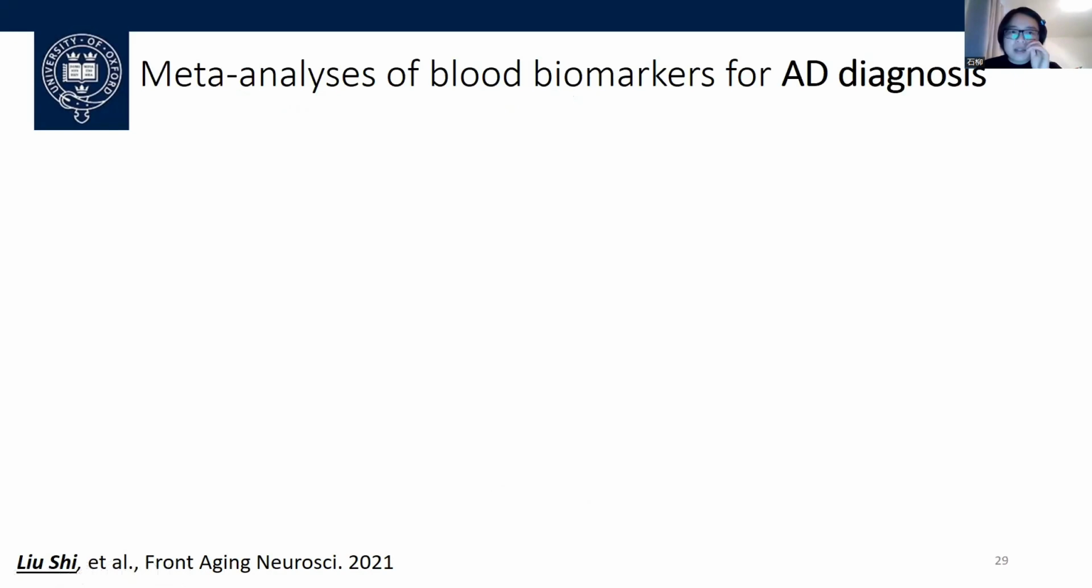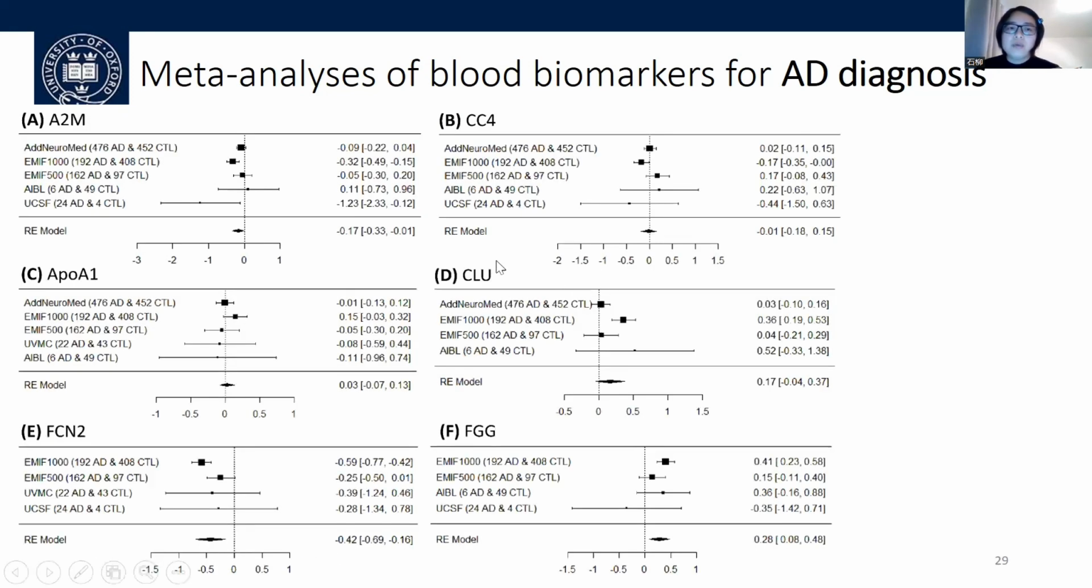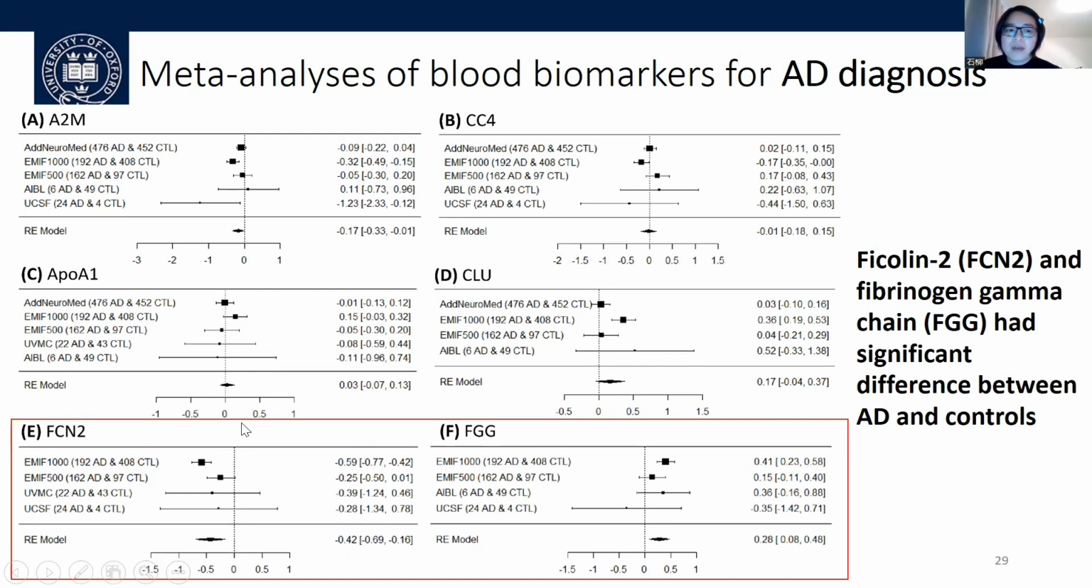So I first checked the meta-analysis of protein biomarkers for AD diagnosis, which means between AD and healthy controls. We found that 6 proteins matched the criteria, showing these 6 figures. Of the 6 biomarkers, we found that 2 proteins, Ficolin-2 and FGG, showed a significant difference between AD and the controls, shown in figures E and F, as you can see from here. For the other biomarkers, you can see they didn't pass significance. So this is for the AD diagnosis.